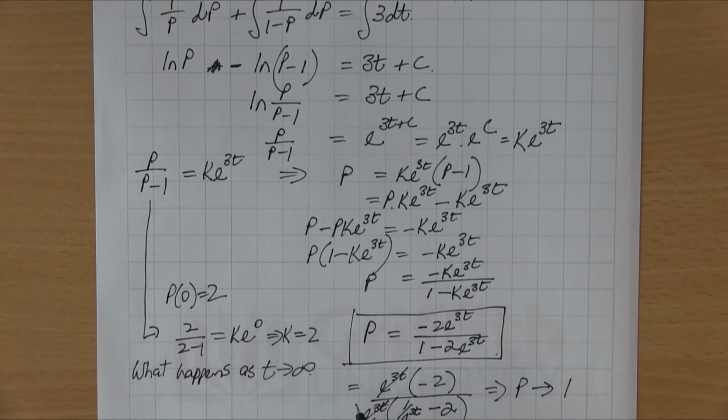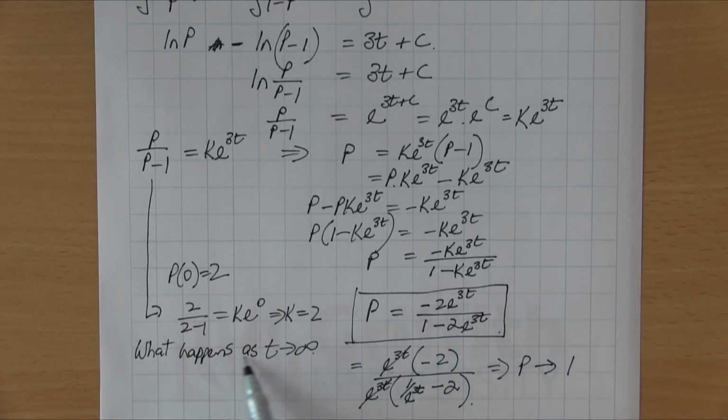Then, as an extension, we were asked to look at what happens as t approaches infinity. E to the 3t is a factor top and bottom, even though it doesn't look like it there, and that allows us, as t approaches infinity, to see that 1 over e to the 3t will approach 0, and you get minus 2 on minus 2, so P will approach 1.